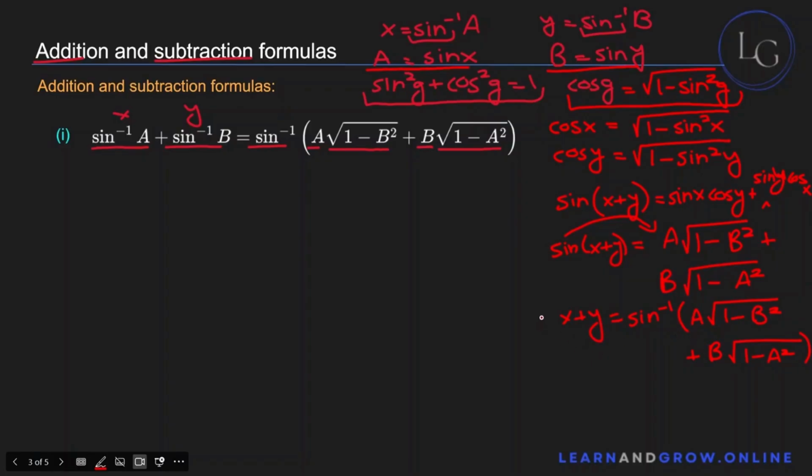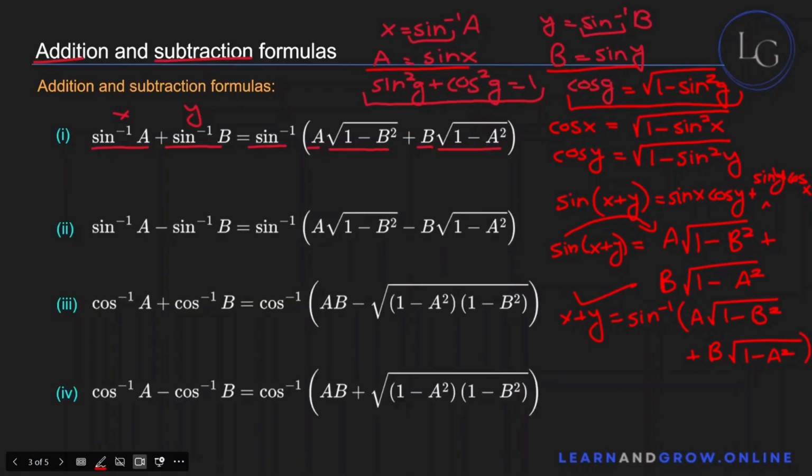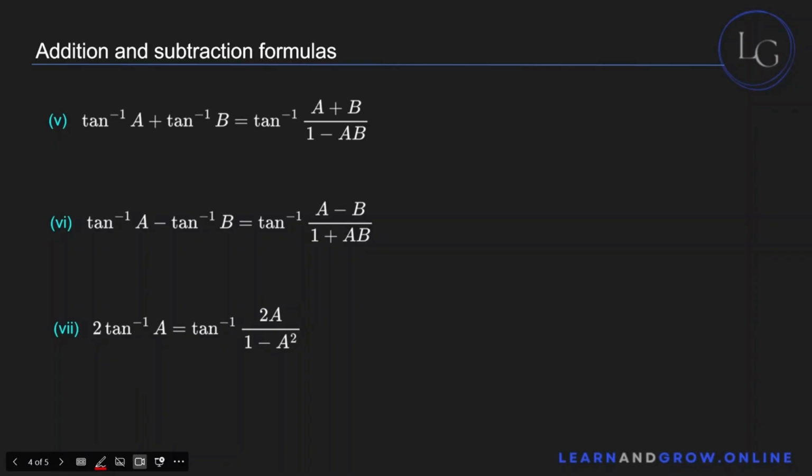And we already know that x was sine inverse of a and y was sine inverse of b. So this is how you prove this first addition formula. And similarly, all of these that you see here can be proven by similar trigonometric identities, right? This one as well, using the tangent trigonometric identities, and this one as well. All of them can be proven when you first equate these terms to arbitrary constants and then apply the trigonometric identities.